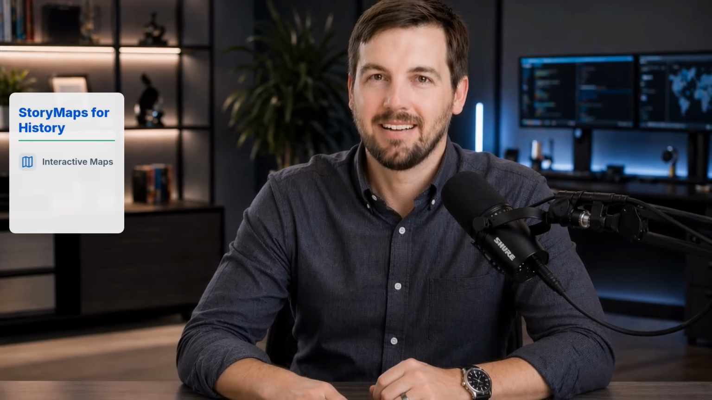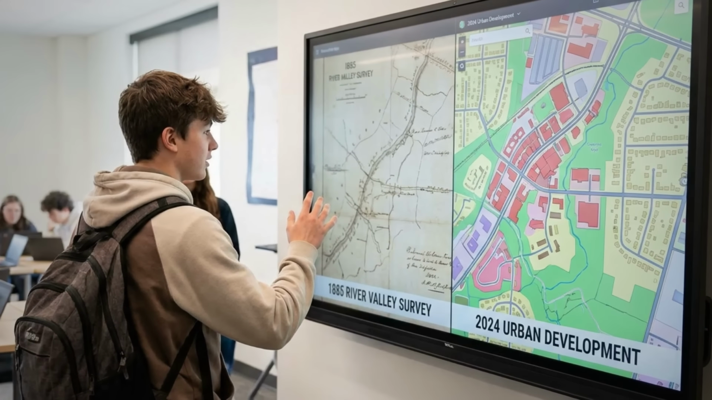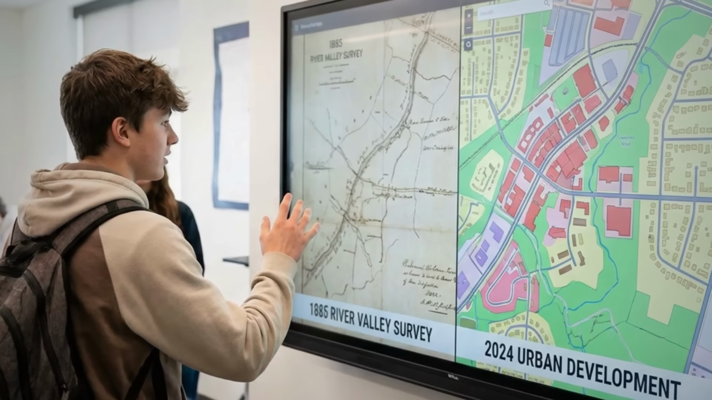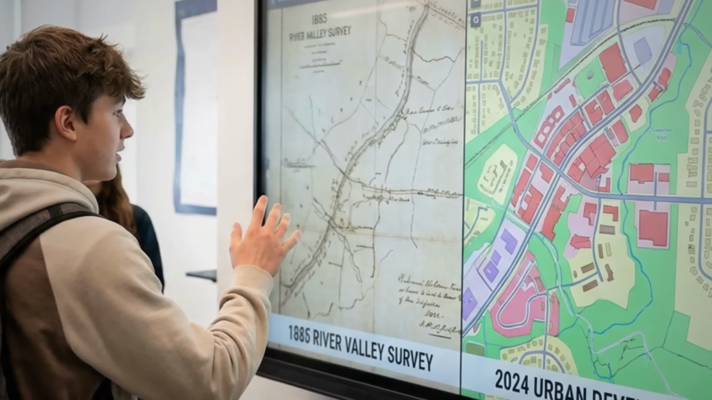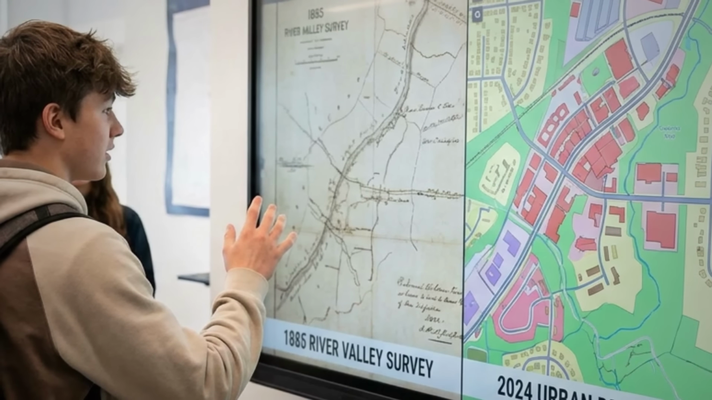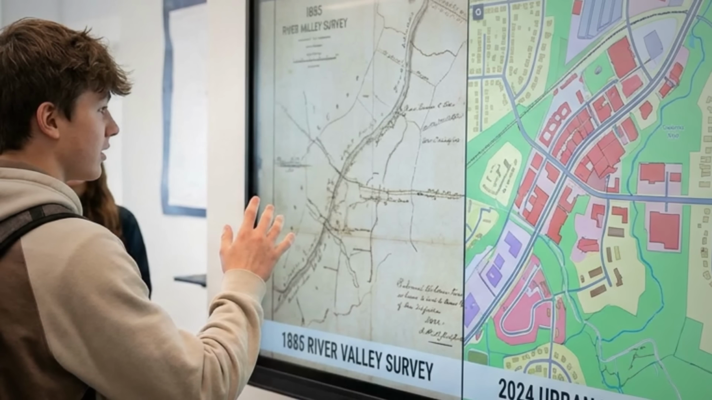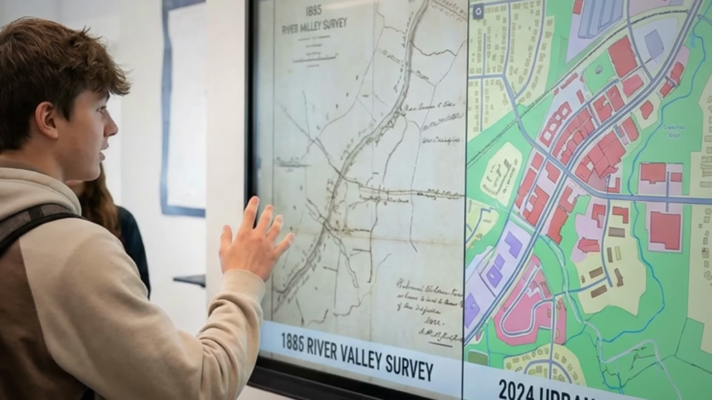Teachers can use story maps to create immersive narratives combining maps, primary sources, and photographs. Students can analyze how geography influenced historical outcomes, such as why cities formed where they did, how rivers supported civilizations, or how terrain affected military campaigns.